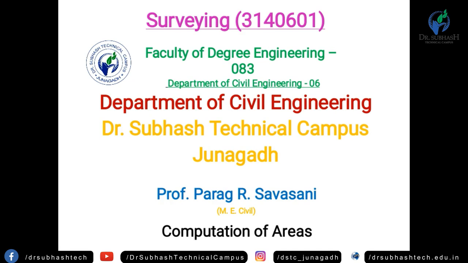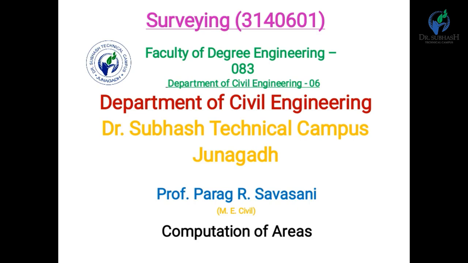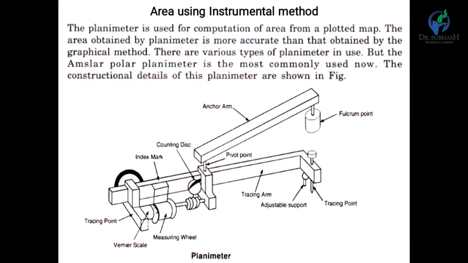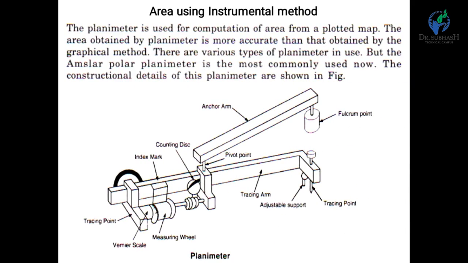Now today we'll discuss the computation of areas using instruments. In this session we'll discuss the instrument used for the calculation of areas for irregular-shaped boundaries. For calculation of areas using the instrumental method, one of the instruments we use is the planimeter. The planimeter is generally useful for calculating areas of maps that have irregular boundaries.